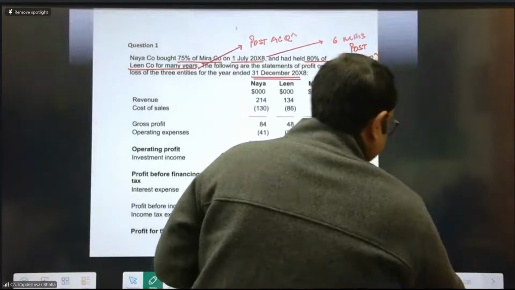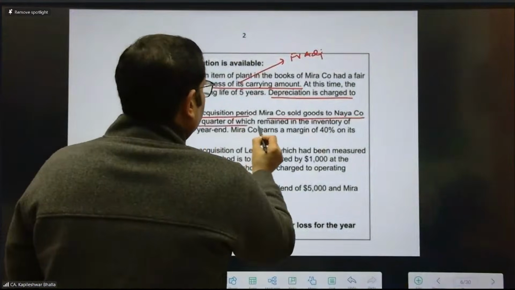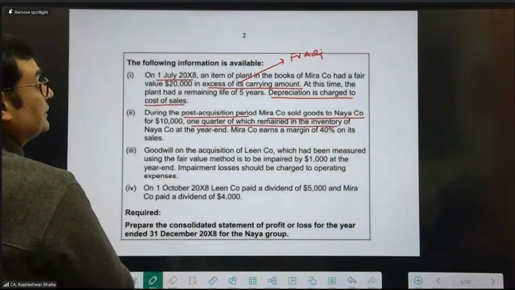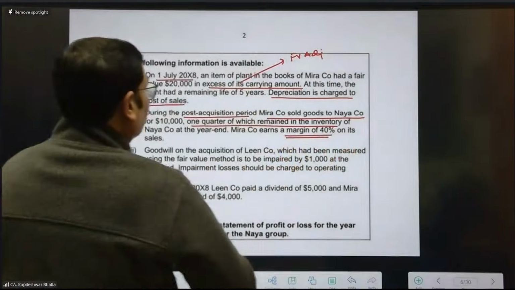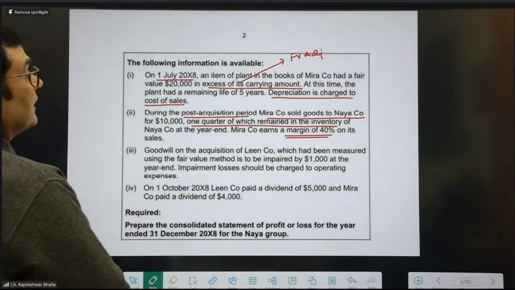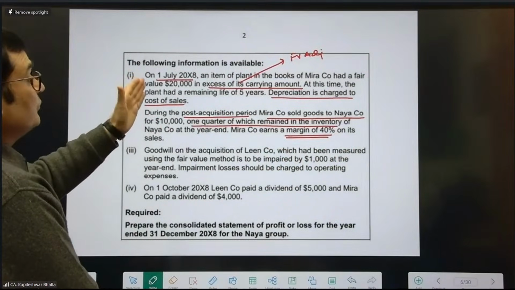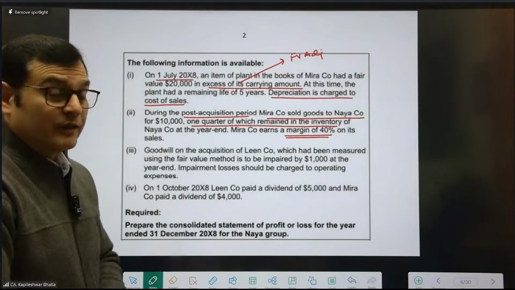Wow, that's correct. And then it says 1/4 of the goods remained in the inventory at each year end, and the company is selling goods at a margin of 40% on sale. So this is relating to stock reserve, which is upstream in nature. So fair value adjustments is there. And then there is also the case of unrealized profits.